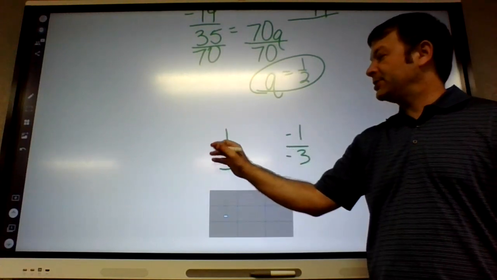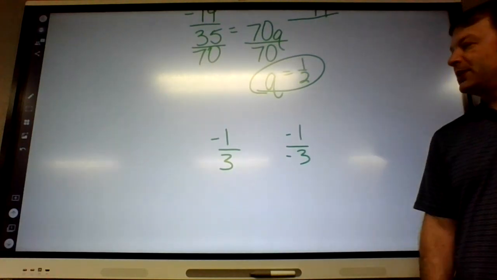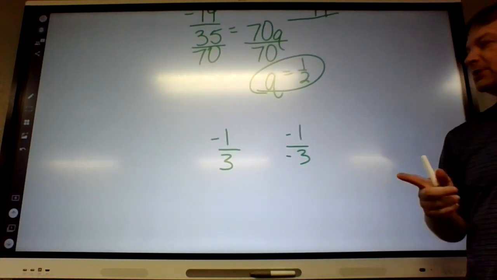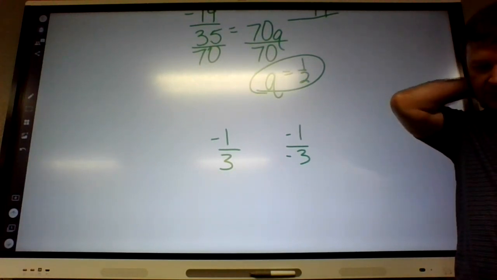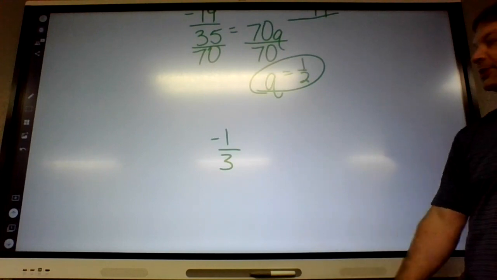What I would do is just put the negative on the top or the bottom. I'd probably put it on the top. So just think of that as -1/3. So when you cross multiply, just multiply the bottom by -1. That would fix it.